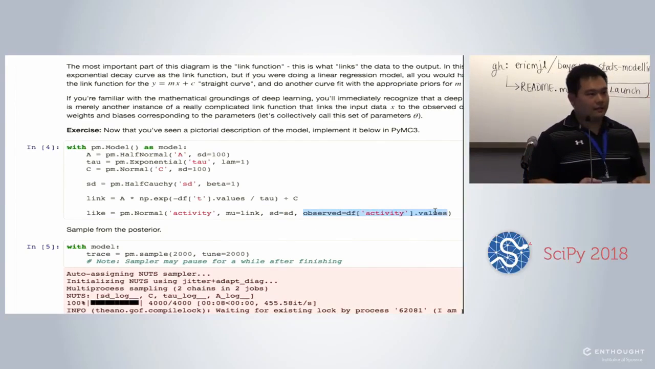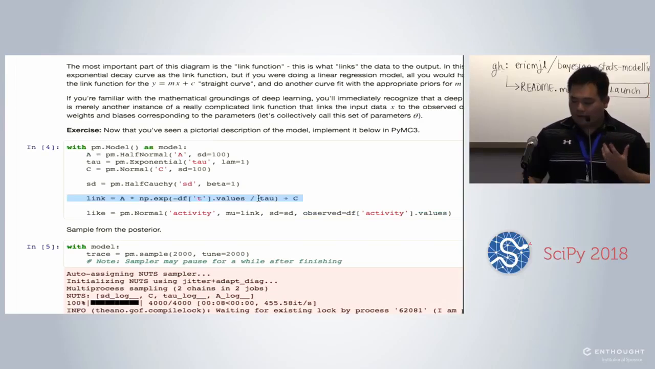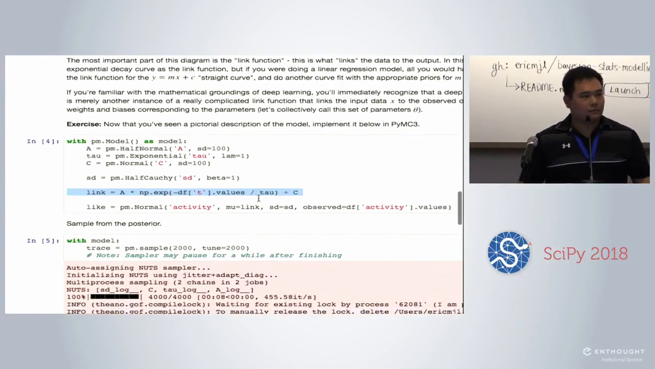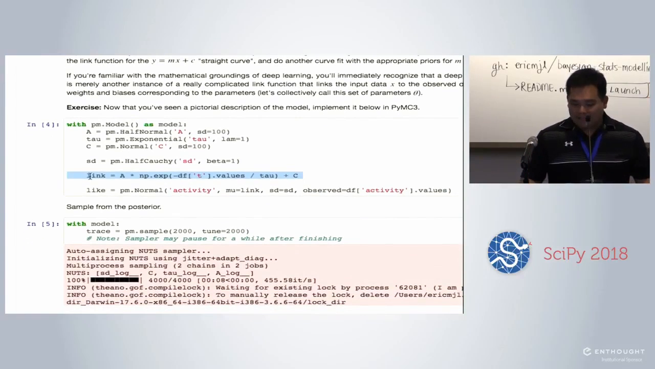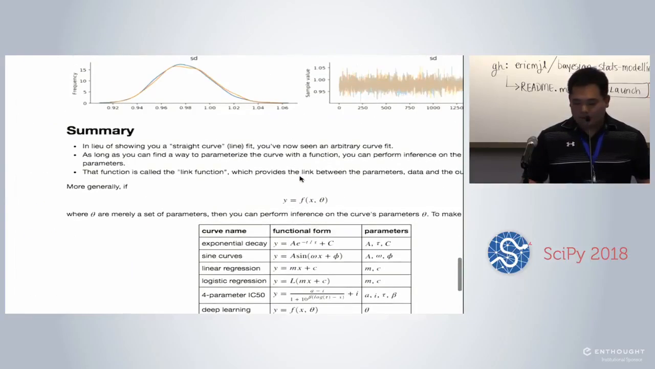Does this make sense to everybody? So if anything, that is the one thing I want you to look at from this particular notebook. And like I said, any math function can be your link function, right? So what does it mean?